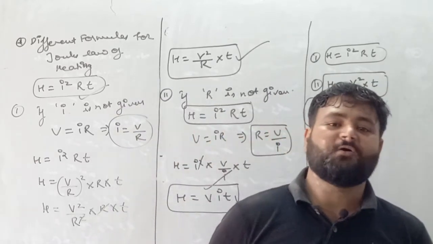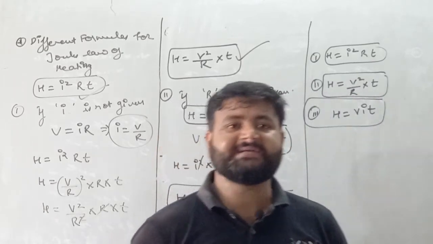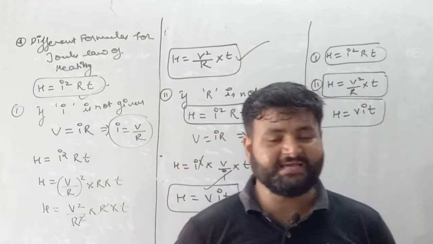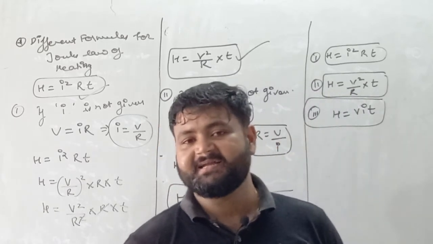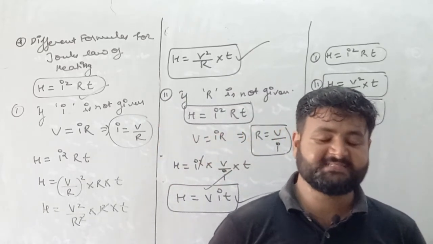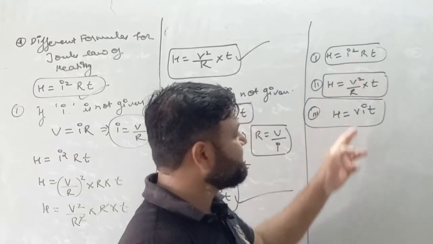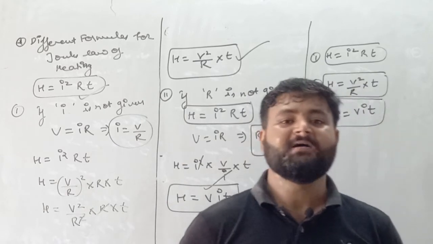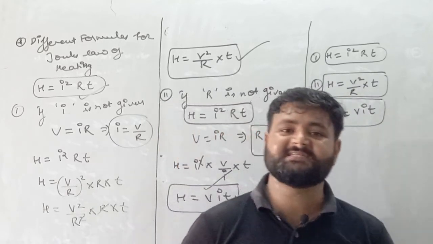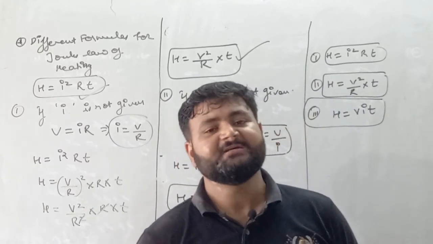I hope all of you now understand what Joule's law of heating is, or the heat dissipated by the resistor in time T whose resistance is R. So remember all three formulas. According to the situation, we will use one of them. I hope you all understand today's lecture, meter bridge as well as Joule's law of heating.